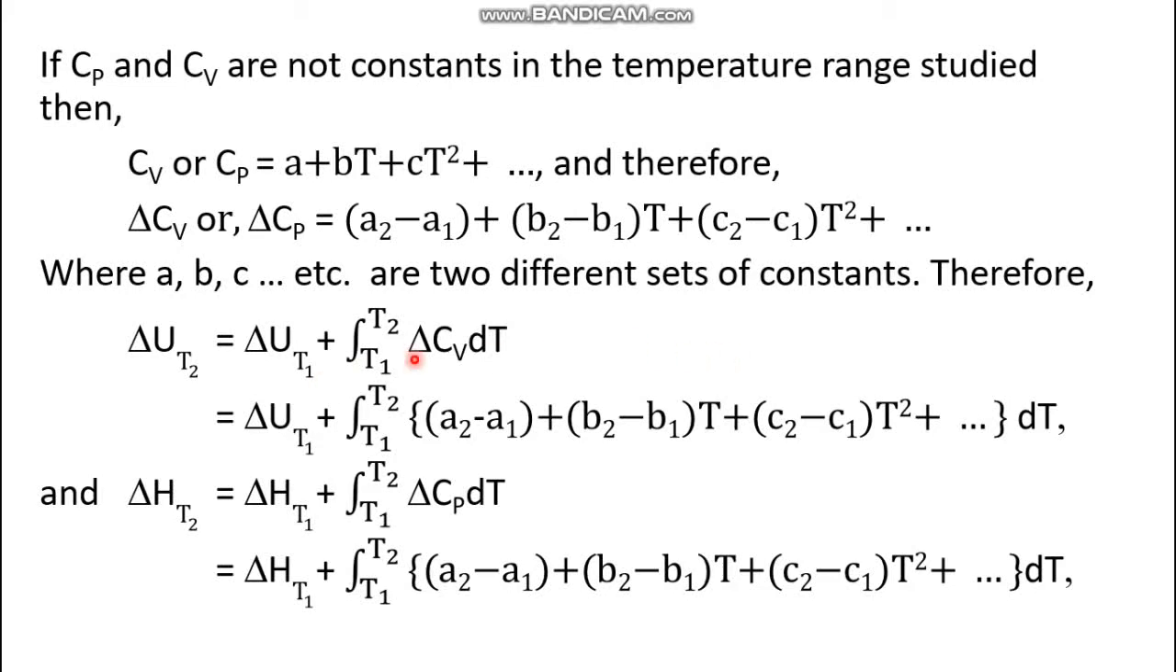Okay, and the two equations in that case, look here, this delta Cb now inside the integration sign. Instead of delta Cb we are putting this value. Similarly for delta Cp also we are putting this value. And if a2 minus a1 is written as alpha, b2 minus b1 is written as beta, and c2 minus c1 is written as gamma, then we can get this form.